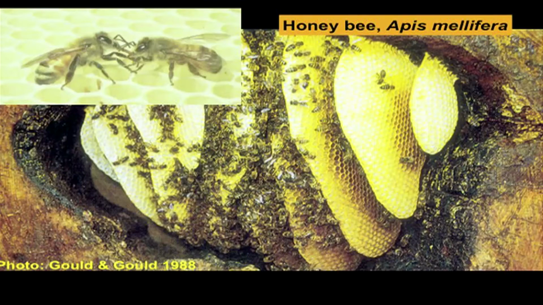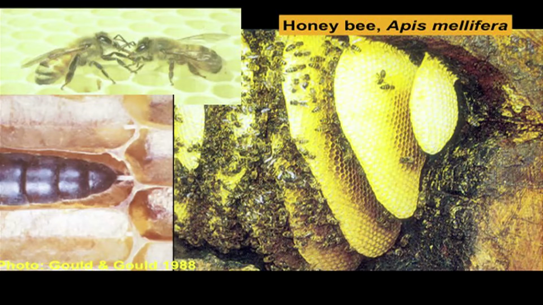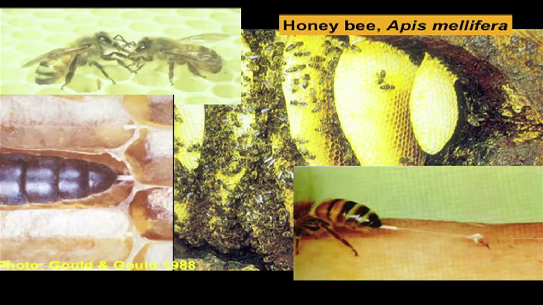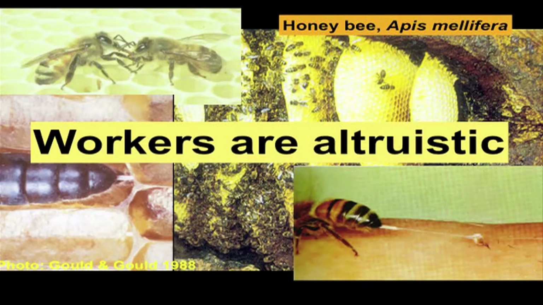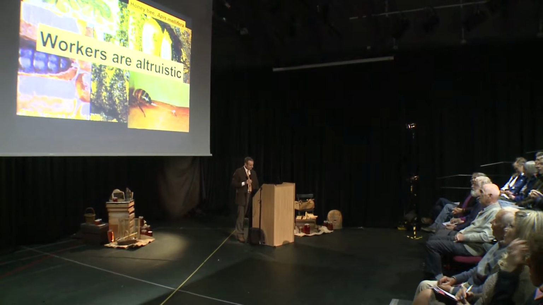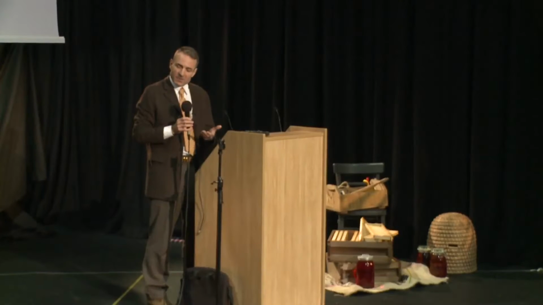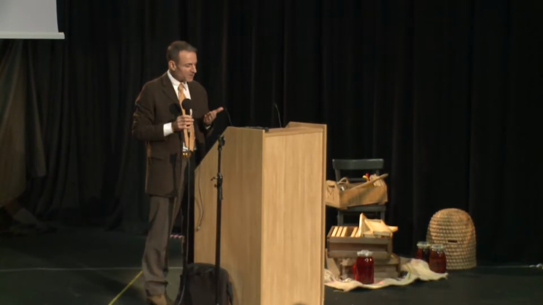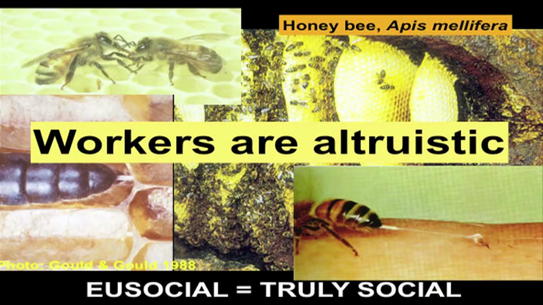The workers, as we all know, are highly cooperative within the nest. They feed one another. The queen lays all the eggs, generally. And the workers even commit suicide in defending their colony. So they are altruistic. From an evolutionary point of view, something of an enigma. Workers will die for their own colony without reproducing. Honeybee and many other bee species are termed eusocial, meaning truly social, because they fulfill these criteria.